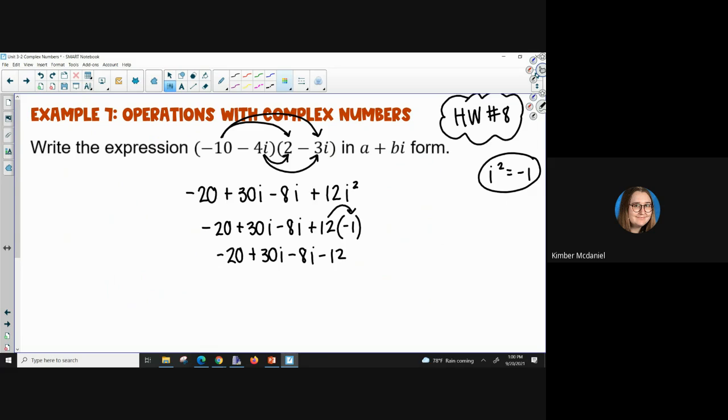And then it's just a matter of combining like terms. So somebody tell me what's negative 20 minus 12? Good, Alyssa. Negative 32. Somebody tell me what's 30i minus 8i? Positive 22i.